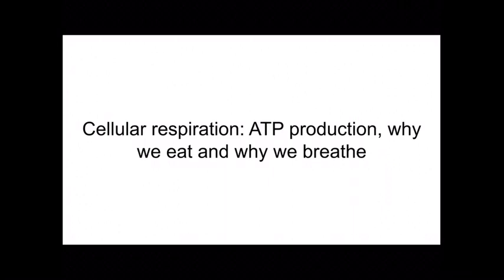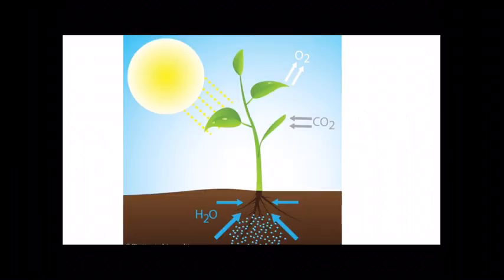So let's take a look at this process. Recall when we looked at photosynthesis. In photosynthesis, plants take in energy from the sun, they take in water through their root system from the soil, and they take in carbon dioxide from the air. And they use those reactants to create their photosynthate, or their product, which is glucose, and oxygen is the byproduct.